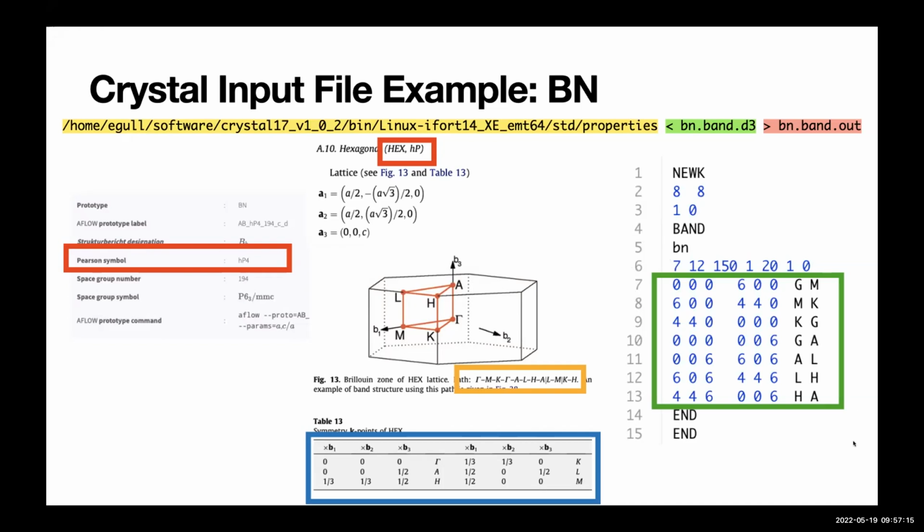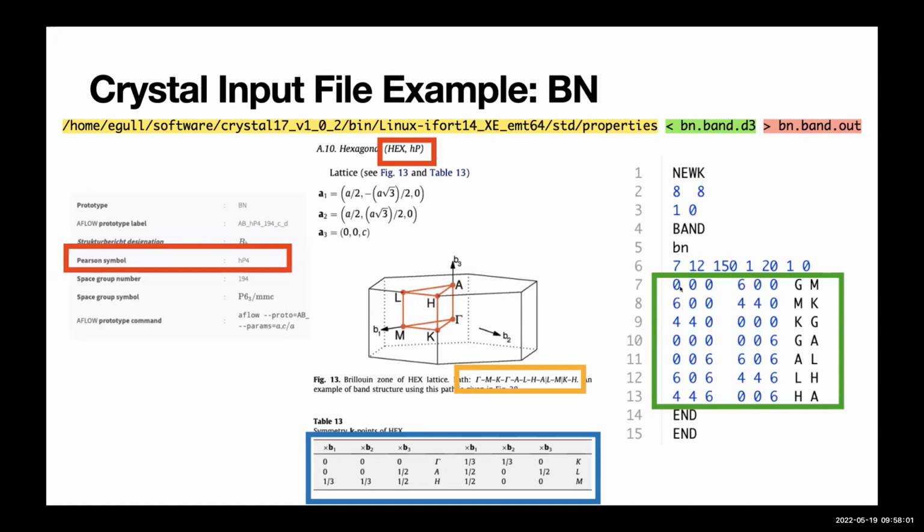Line 7 to line 13, which I boxed in green, is specifying the scaled coordinates of the high symmetry path. Like I boxed in orange, we are looking at the path from gamma to M to K, K to gamma, and so on. I did not include the two segments L to M, K to H here. But if you're interested, you can always append these two segments below line 13. You have to put them in order, just as the order here in the path.